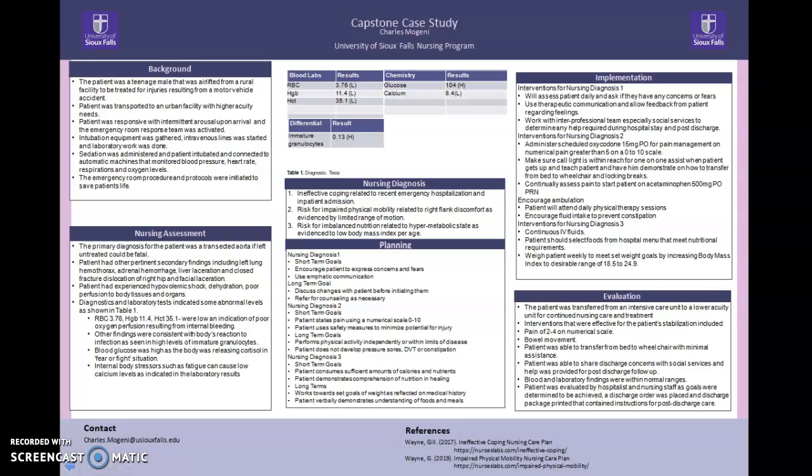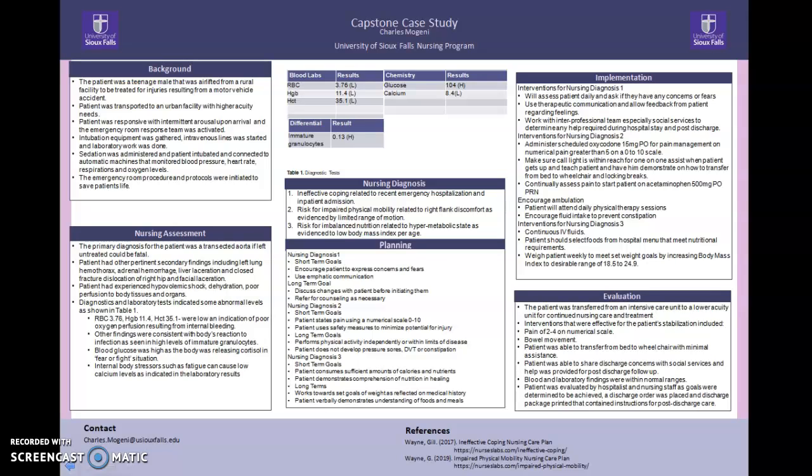Nursing diagnosis 3. Short-term goals: patient consumes sufficient amounts of calories and nutrients. Patient demonstrates comprehension of nutrition in healing. Long-term goals: work towards set goals of weight as reflected on medical history. Patient verbally demonstrates understanding of foods and meals.